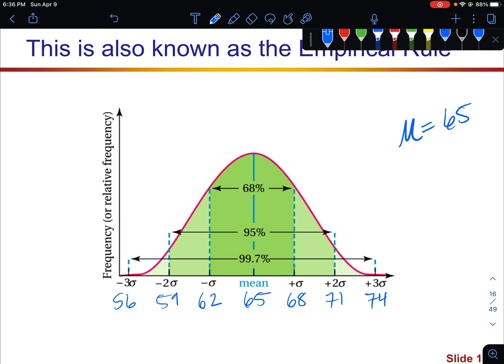Our mean is 65. And then I'm going to ask, what's your standard deviation? Well, I have to look at what it is changing by. From 65 to 68, I'm adding 3, adding 3, adding 3. Going backwards, I'm subtracting 3, subtracting 3, and so forth. So our standard deviation would be 3. So just by looking at these normal distributions, we are able to identify those values, and you'll be doing that in your homework.